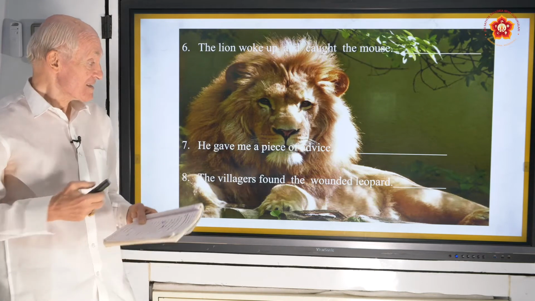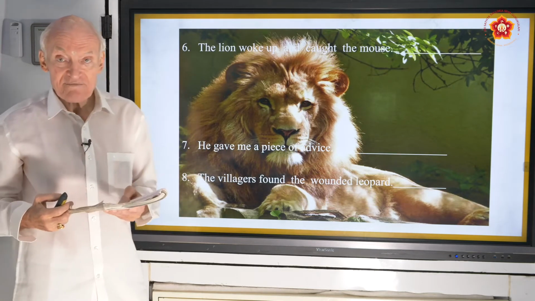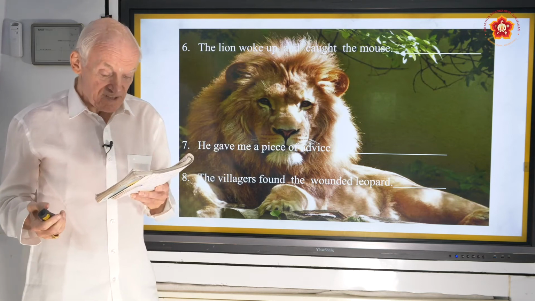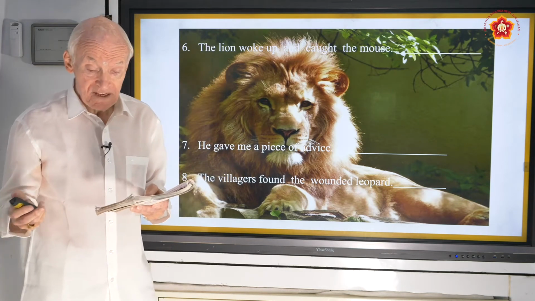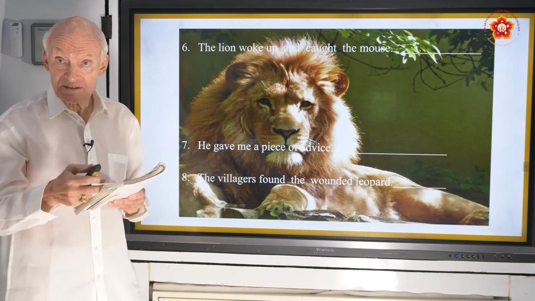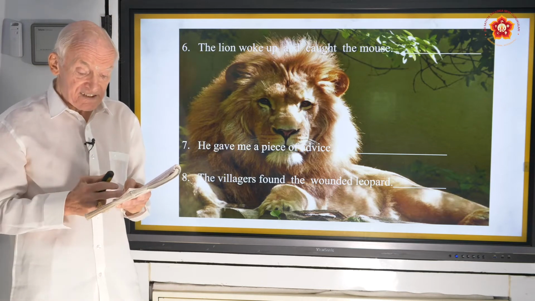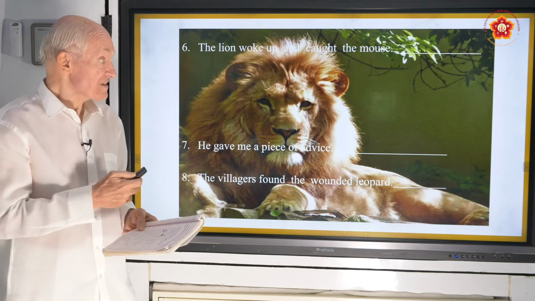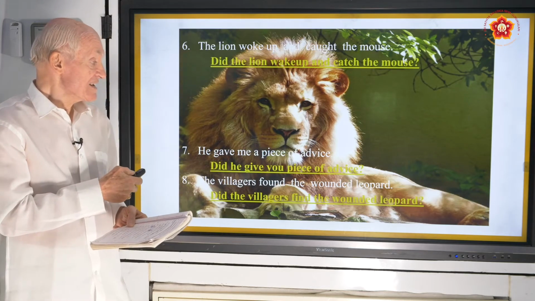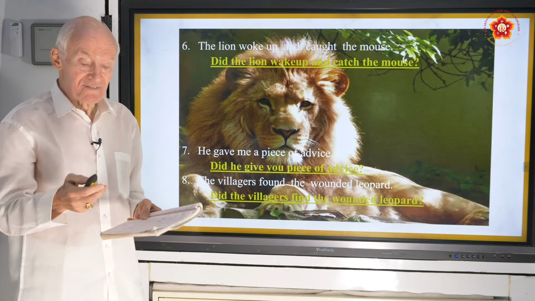Correct. Let's go back. He gave me a piece of advice. So this is in the past. He already gave it. The advice is already given. So the question we have to ask to fill in the blank here is, did he give you a piece of advice? Let's see if that's correct. Did he give you a piece of advice? He did.